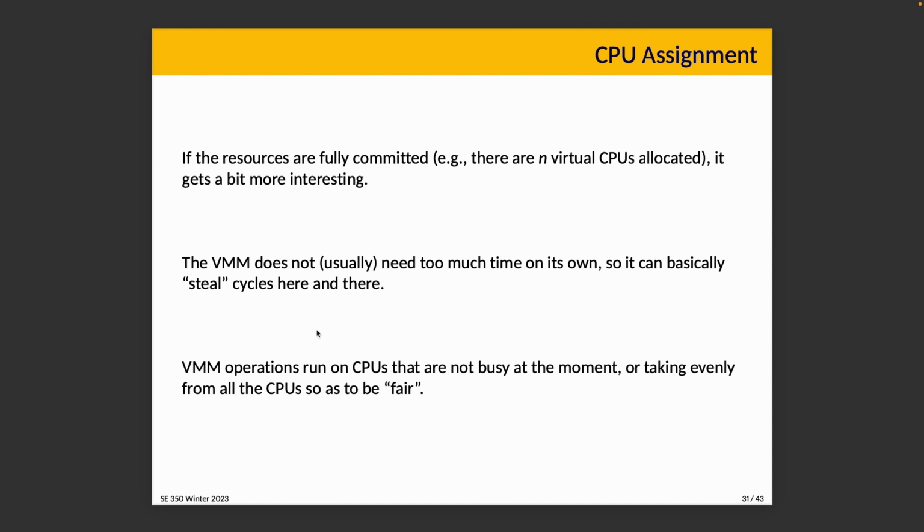If the resources are fully committed, there are n virtual CPUs allocated, then it gets a little bit more interesting. The virtual machine manager doesn't usually need a lot of CPU time on its own, so it could basically steal some cycles here or there when a CPU is idle, or just taking a little bit of time as it's necessary to do its work. And it's okay if it runs on CPUs that are not busy, or alternatively, if it just takes sort of evenly from all the CPUs, then that is fair, right? It's as if the CPU is a little bit slower than it actually is from the point of view of the guest operating system, but it's not interfering with anything. Okay, but that's not likely.